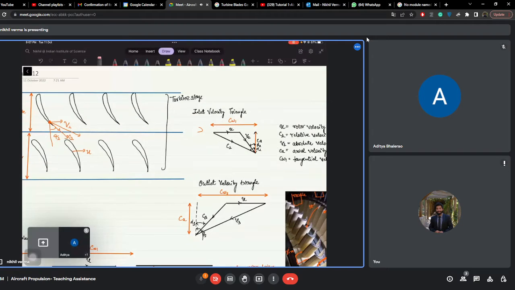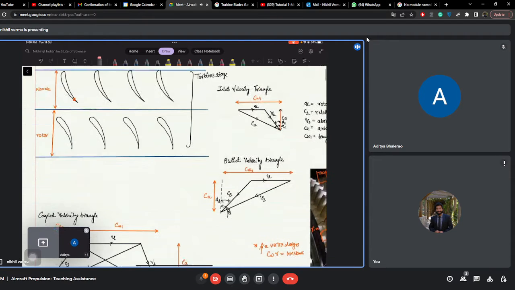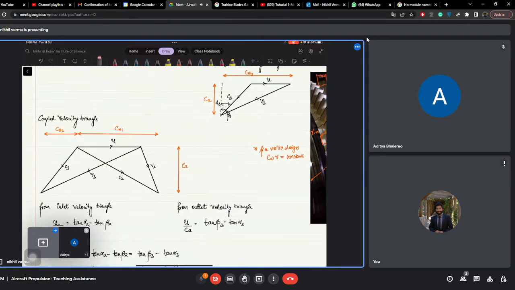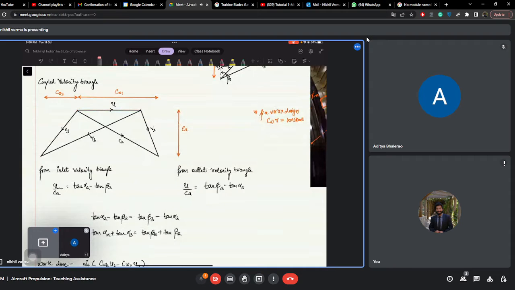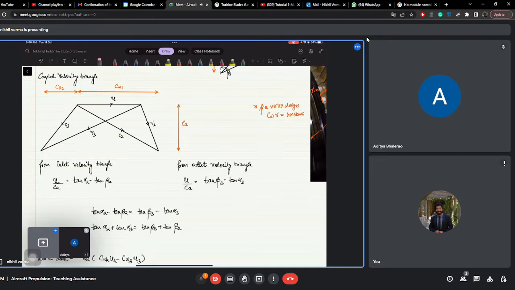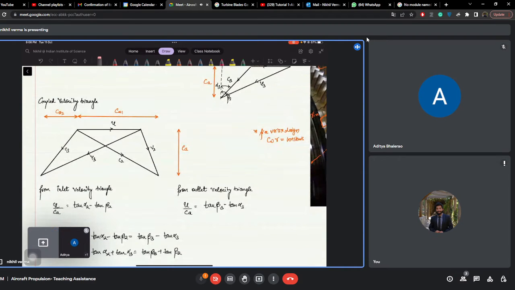So you can make a velocity triangle like this, and similarly at the exit also you can create a velocity diagram as shown in this figure. So you can combine these two diagrams to get what is known as a coupled velocity triangle, because your velocity u is constant for the inlet and the outlet.